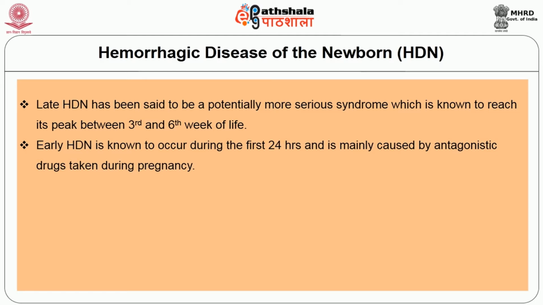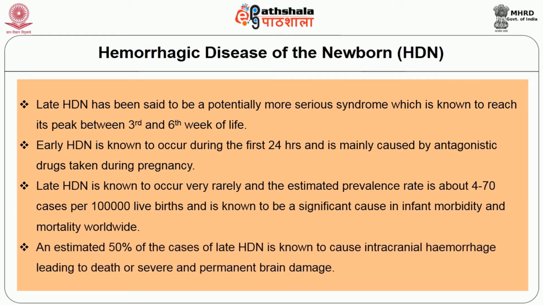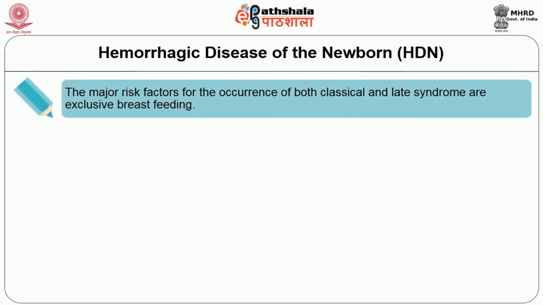Late HDN is known to occur very rarely, and its prevalence rate is about 4 to 70 cases per 1 lakh live births, and is known to be a significant cause in infant morbidity and mortality worldwide. An estimated 50% of the cases of late HDN is known to cause intracranial hemorrhage leading to death or severe and permanent brain damage. The major risk factors for the occurrence of both these syndromes are exclusive breastfeeding.